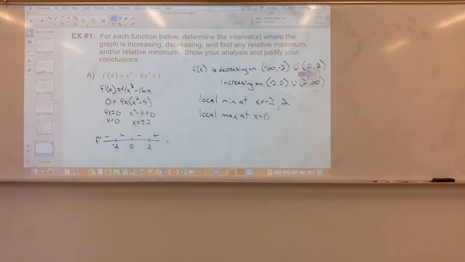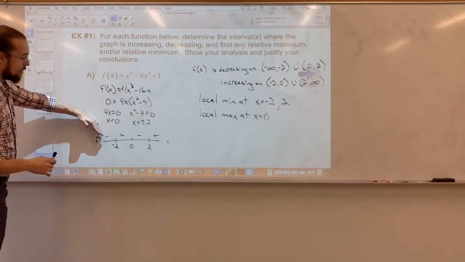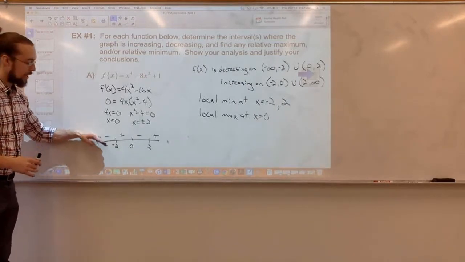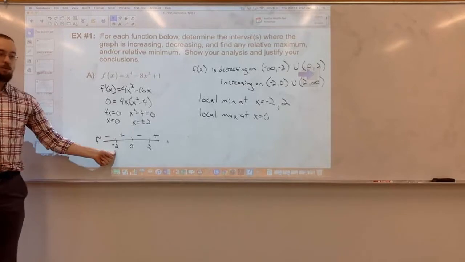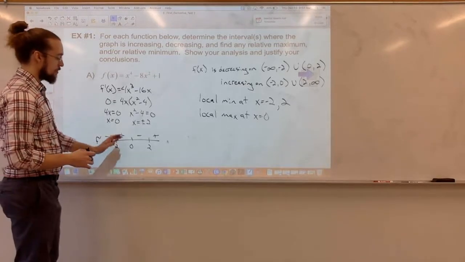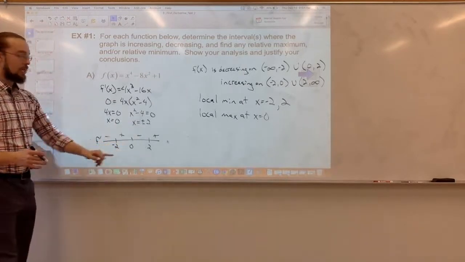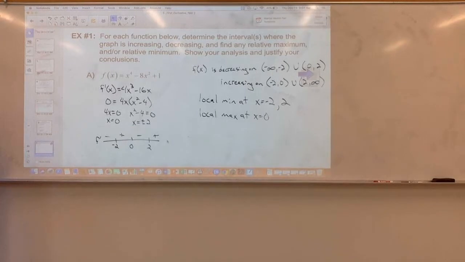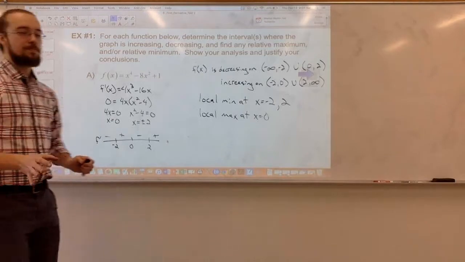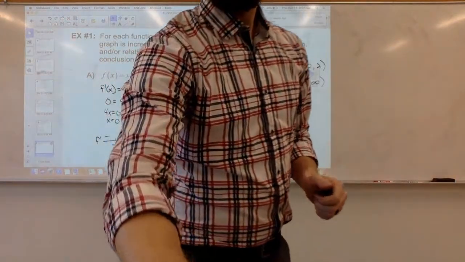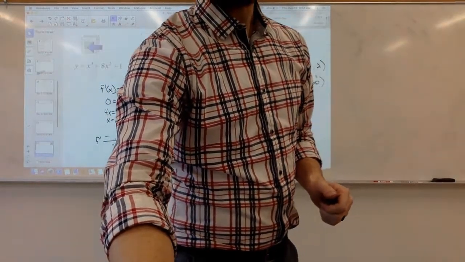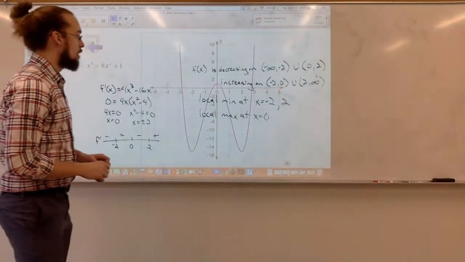And then for mins and maxes, if my derivative changes from negative to positive, I have a local min. If my derivative changes from positive to negative, I have a local max. Okay. We okay with that? So let's just take a look at what that function actually looks like then, and what we determined.